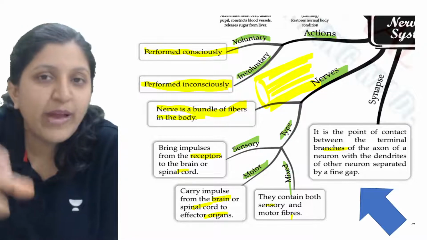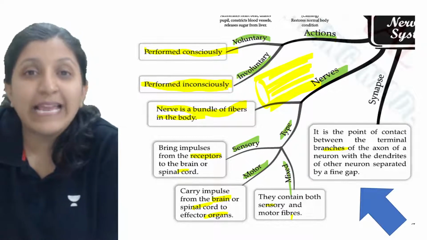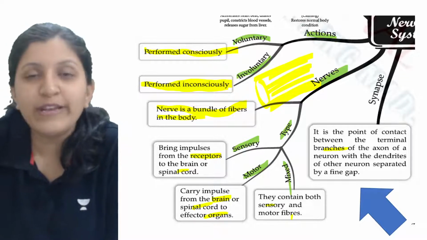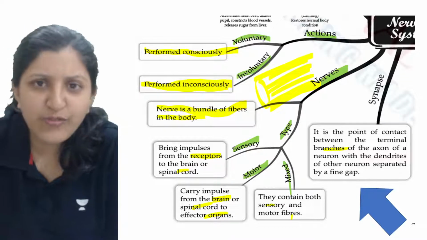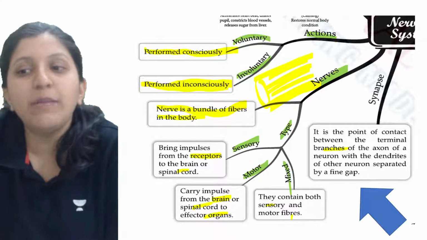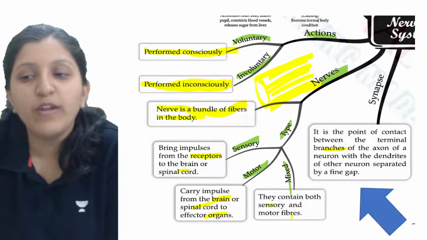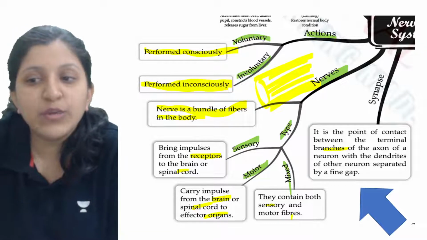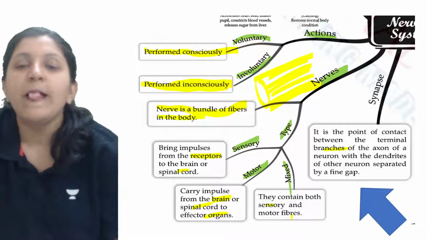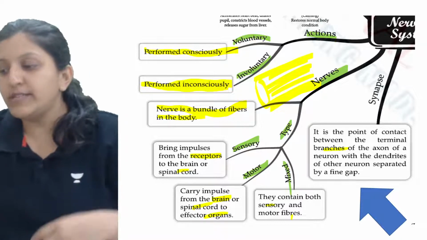Whatever point or word you feel is highlighted is necessary, so it should always be included in your definition or any kind of explanation. So this one is the point of contact between terminal branches of the axon of a neuron with the dendrite of other neurons, separated by a fine gap. Here you make sure that you are writing the particular keywords mentioned there.